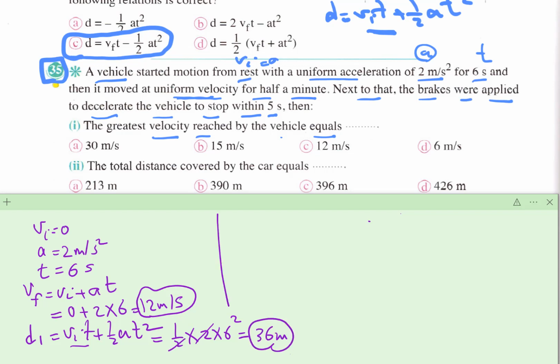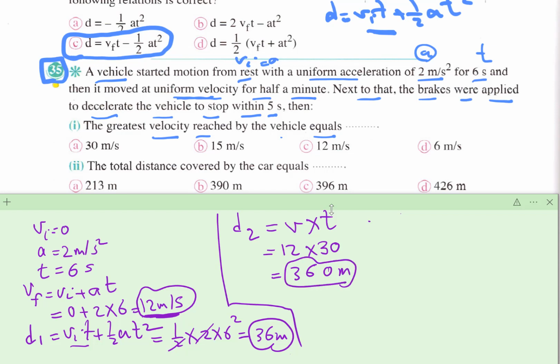Okay, what comes next? The object will move with this velocity, 12 meters per second, as uniform velocity for half a minute, 30 seconds. So the second distance equals v times t because it is uniform velocity. So 12 meters per second times 30 seconds equals 360 meters.